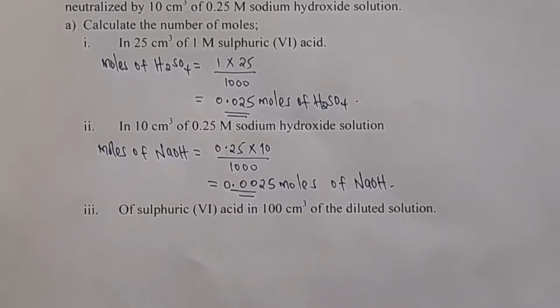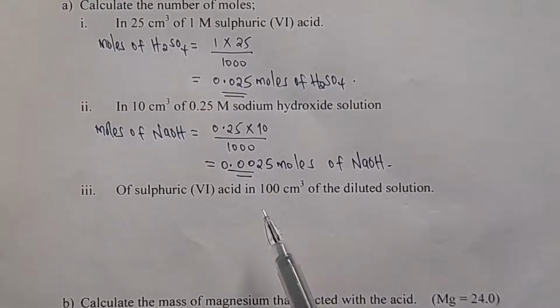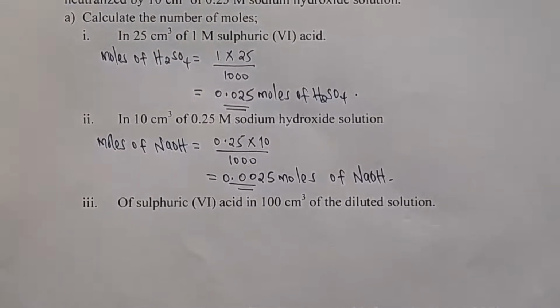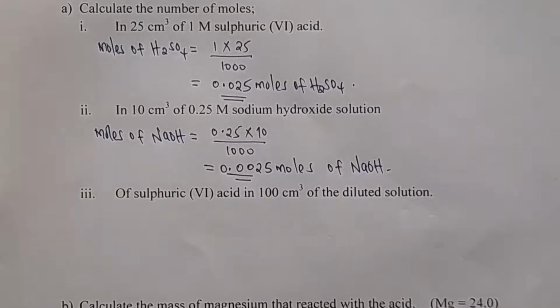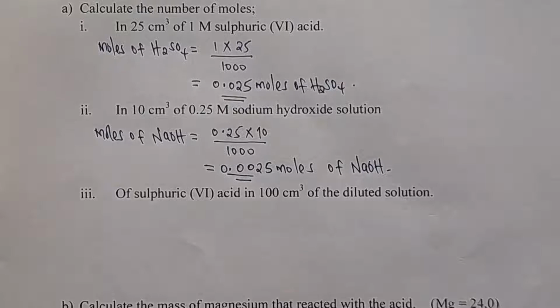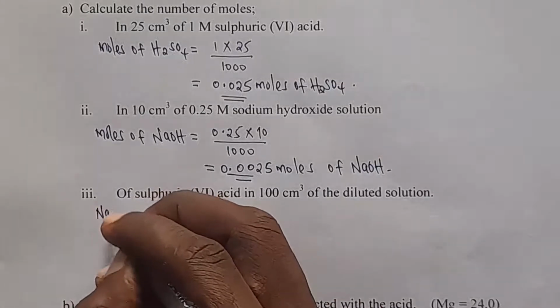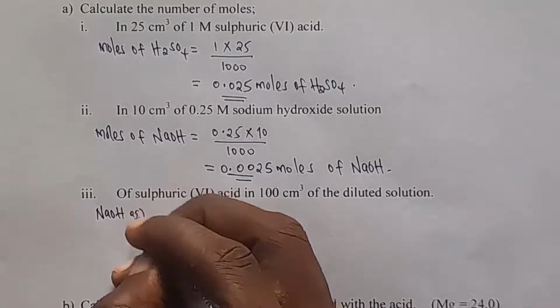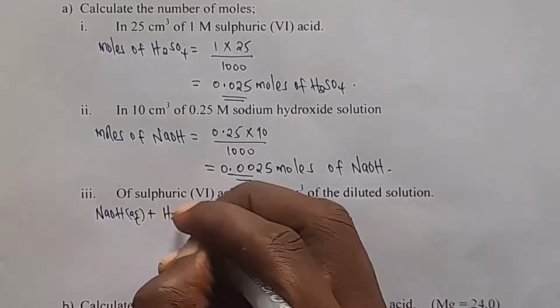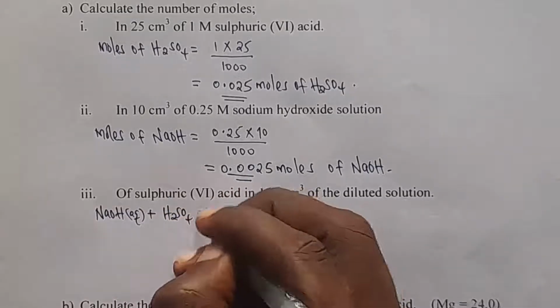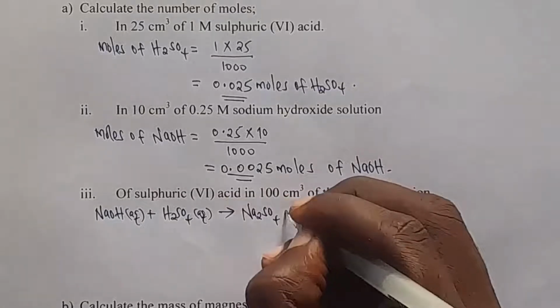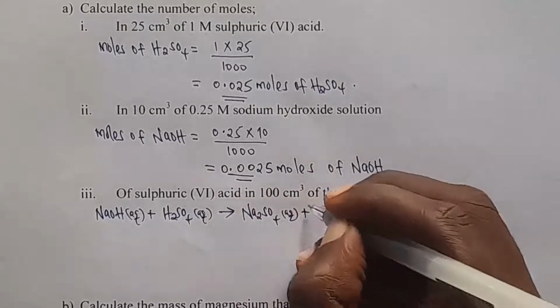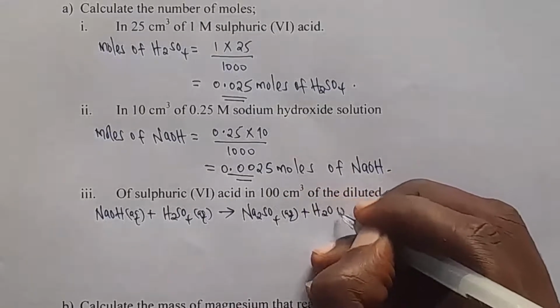So to get now the moles of the sulfuric acid in 100 centimeter cube of the diluted solution, we have to write the reaction between sodium hydroxide and dilute sulfuric acid. So we are going to write sodium hydroxide solution reacting with sulfuric acid solution. Here we are going to get sodium sulfate solution plus water. This is a neutralization reaction.